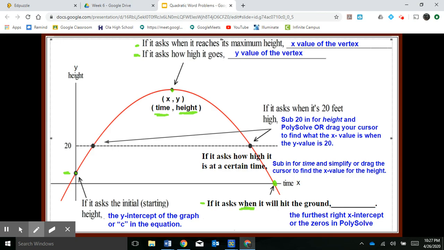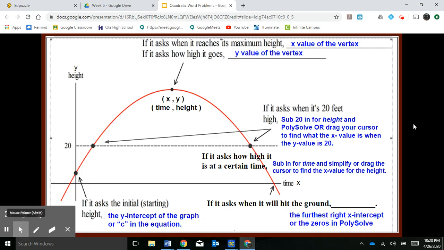These two questions here are kind of the same thing, just opposite. If it asks when it's at 20 feet, you can go over here to 20, and it's actually two times it's at 20 feet. So two times here, you would go down and you would look and see what is this x value and what is this x value. Again, when you trace your mouse over, it's going to give you the x and the y value. The other question says how high it is at a certain time. Before we go any further, we go to the next slide.